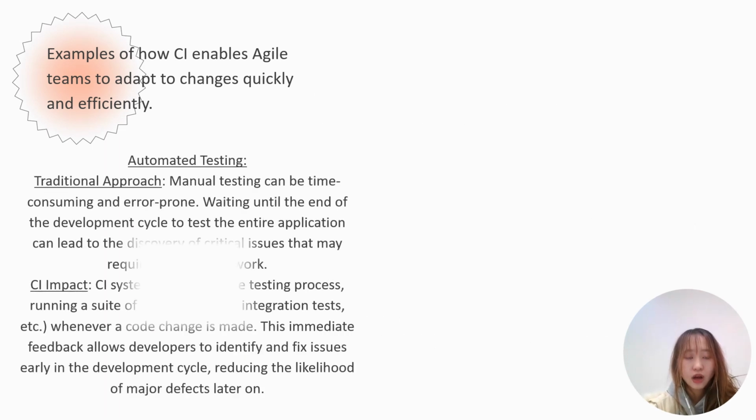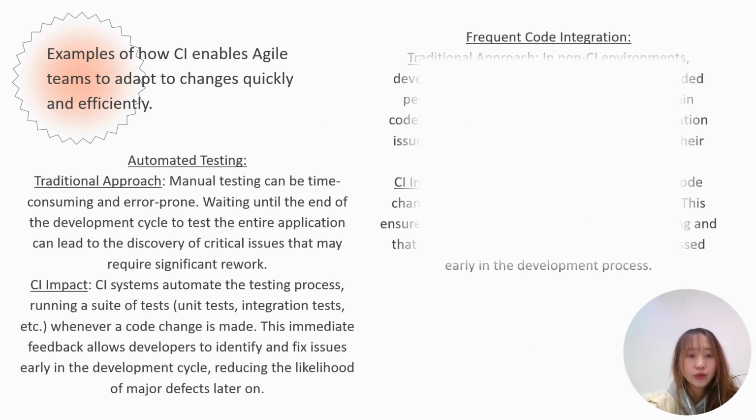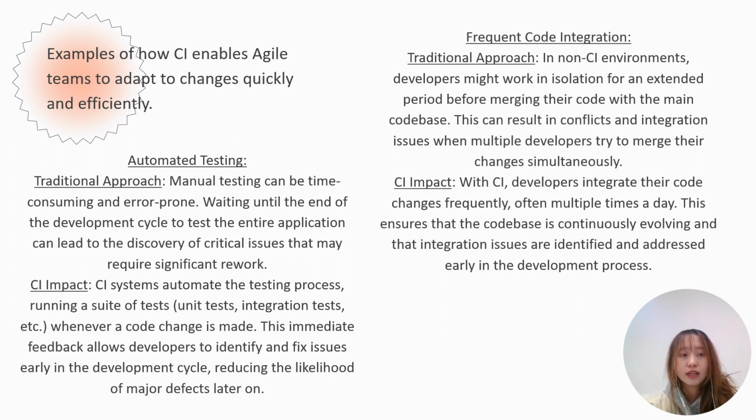And I will provide 2 examples about how CI enables Agile teams to adapt to changes quickly. First is automated testing. The traditional approach is manual testing. It's time-consuming and error-prone. And the CI systems automate the testing process, running a suite of tests whenever a code change is made. And the second is frequent code integration.